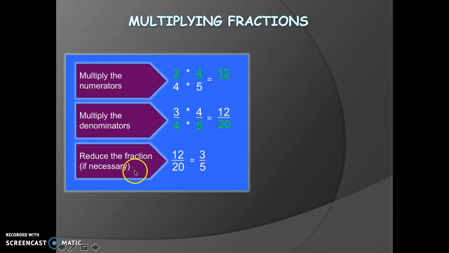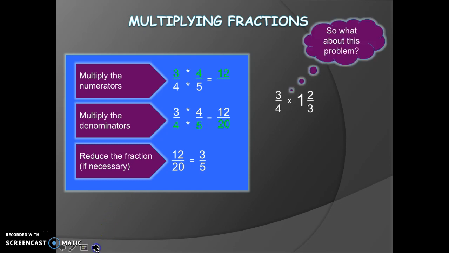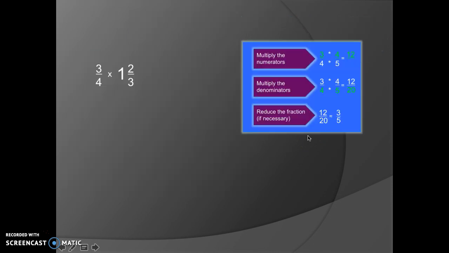All right, so a little review. Remember that when you multiply fractions, you multiply the numerators, multiply the denominators, and in the end, you reduce the fraction if necessary. So the good news today is we really are only going to be adding one little step. So look at this problem right here. We have a fraction times a mixed number. Well, what are we going to do? Let me show you.